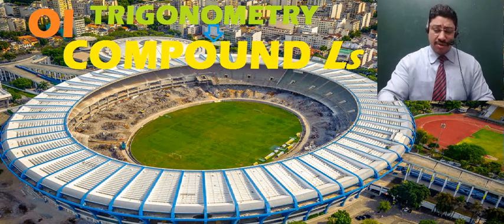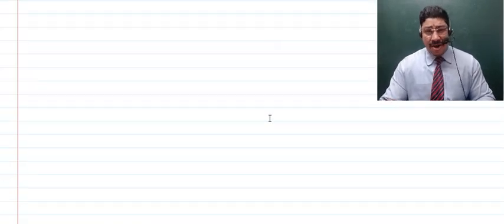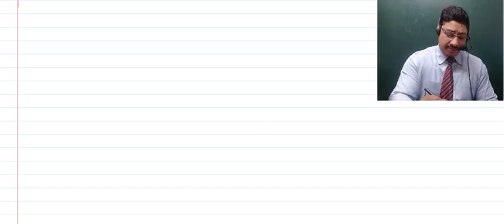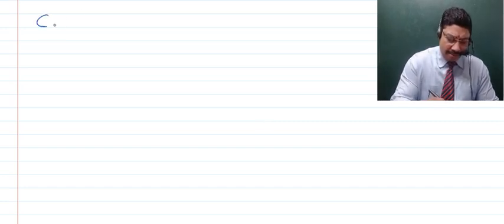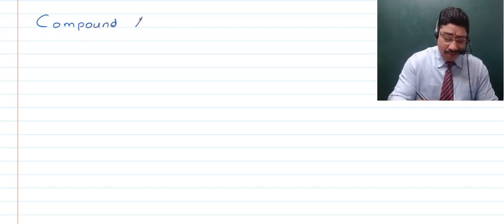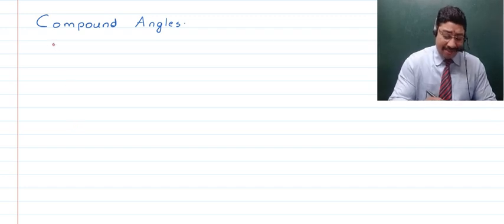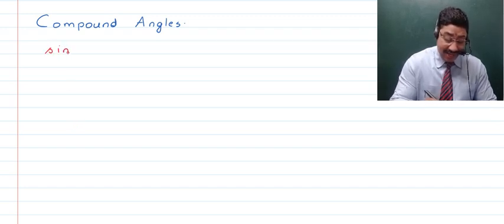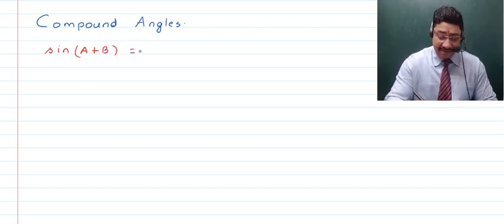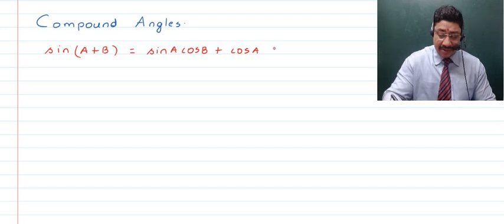First, I'd like to tell you a little about compound angles of trigonometry. When we talk about compound angles, like I told you, we will be talking about either a sum or a difference of angles, right? So either we talk about A plus B or we talk about A minus B. Here we are talking about sine of A plus B, and this is a formula given by sine A cos B plus cos A sine B.